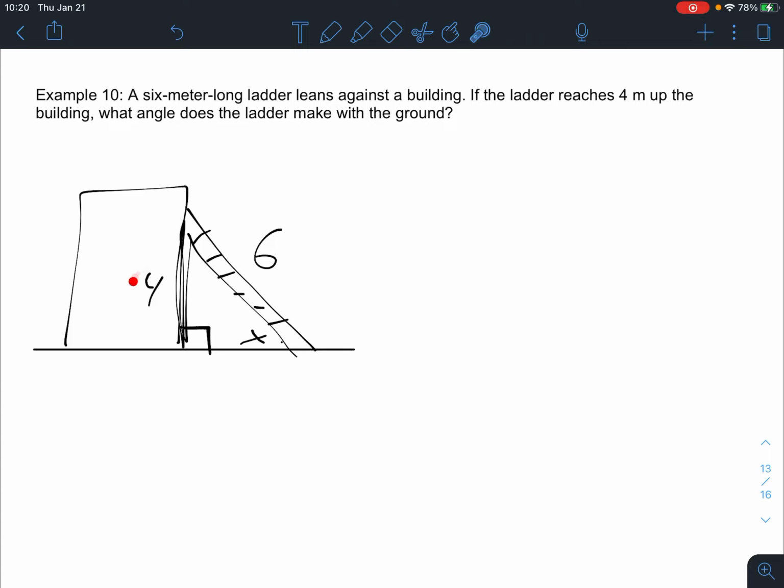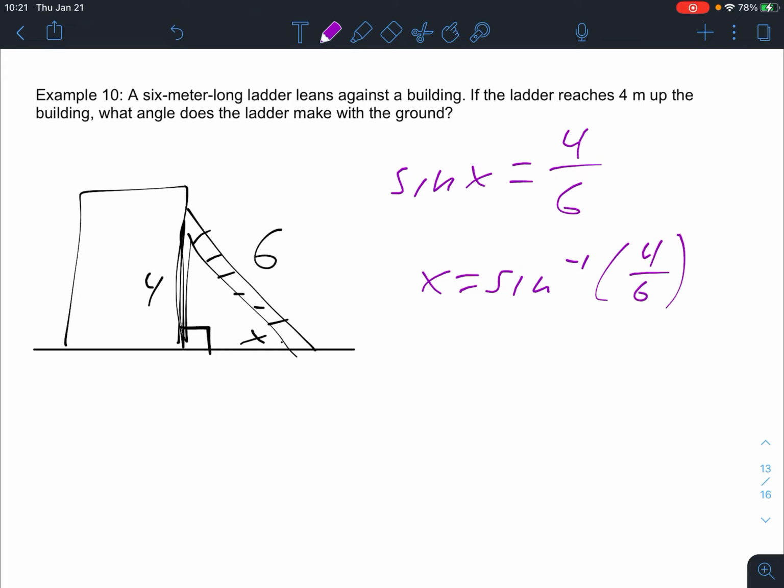So we have the opposite leg to x and the hypotenuse. So that would be sine. Sine of x equals opposite over hypotenuse. So x equals sine inverse of 4 over 6, which is 41.81 degrees.